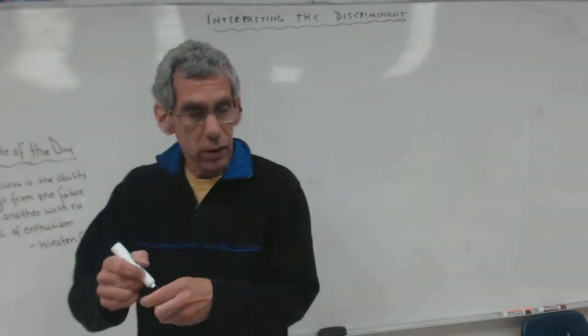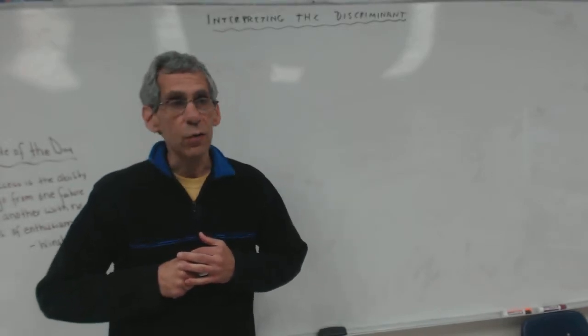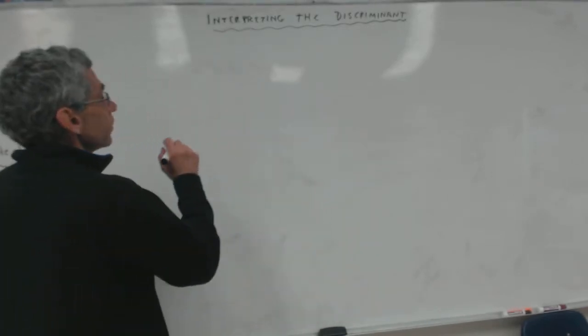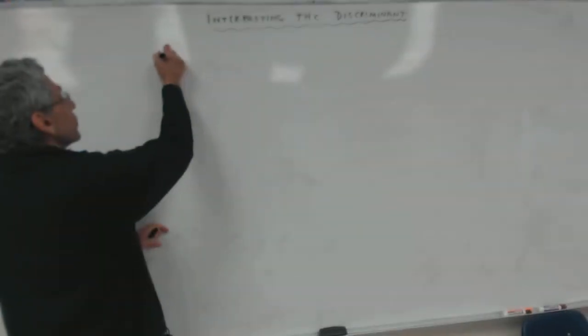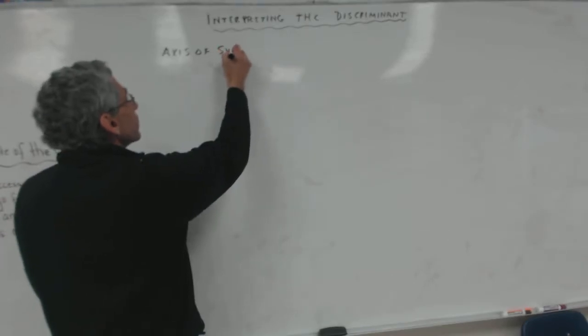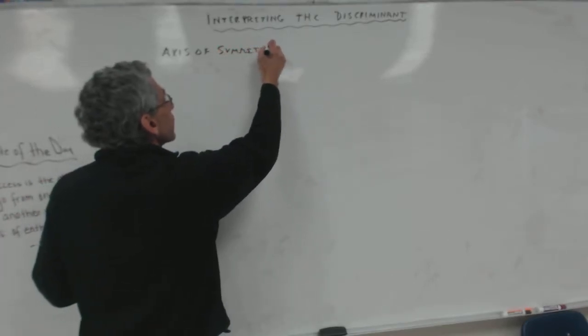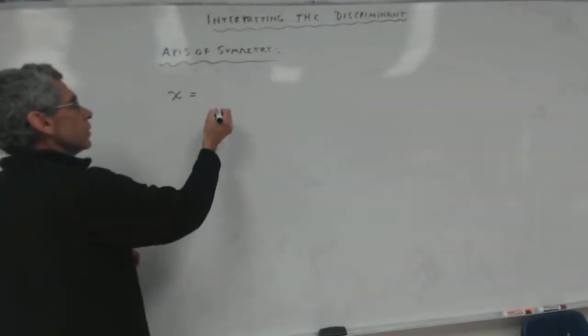Okay, so we're going to talk about a thing called the discriminant, and it's a part of the quadratic formula. There are two formulas that you guys know really well. One is called the axis of symmetry formula. And what is that again? X equals negative b over 2a.